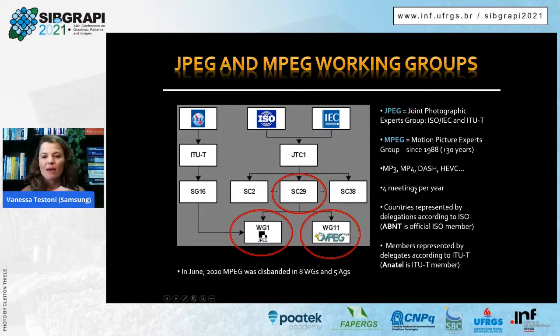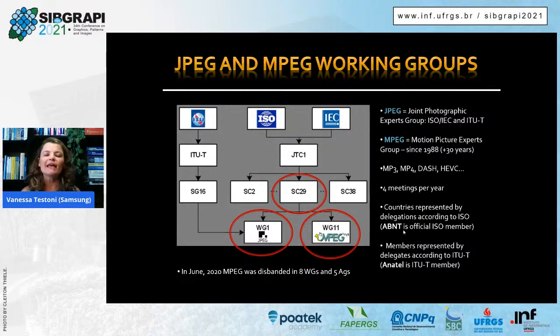And MPEG is the same. MPEG is not related with ITU-T for most of its codecs. Some of them are related, but it means Motion Picture Experts Group. So they are responsible for so many standards, MP3, MP4, DASH, HEVC, so many others that we know about. And they have been meeting 4 times per year in meetings that usually last the whole week. And they have been responsible for the development of so many other standards. Not all of them became so famous as those that are included here, but there is a lot of work going on. So how does it work?